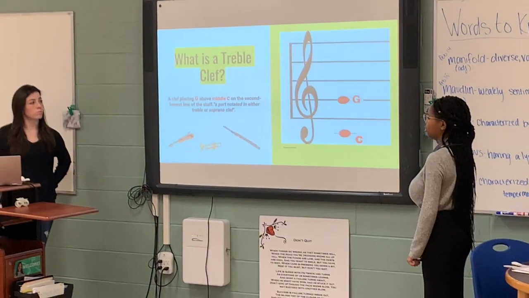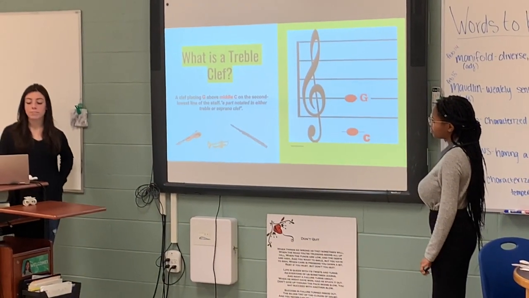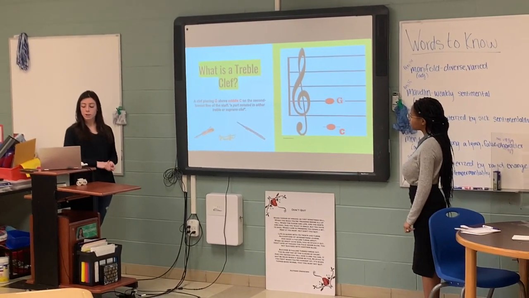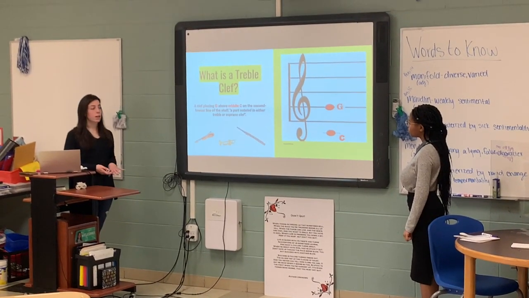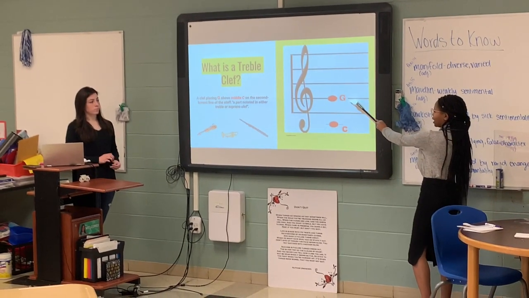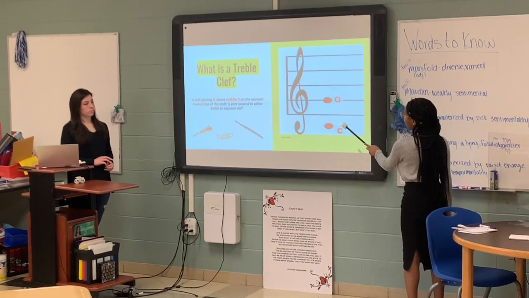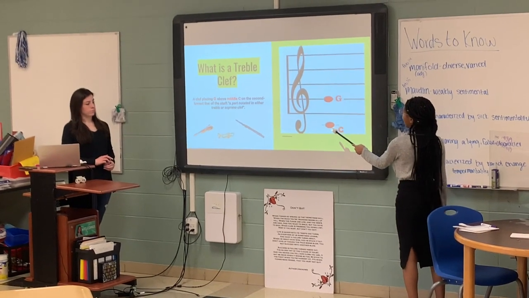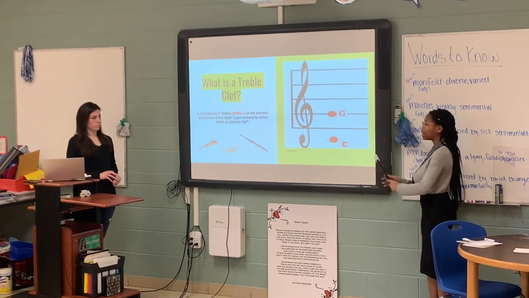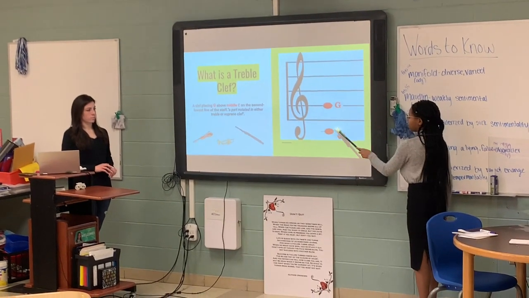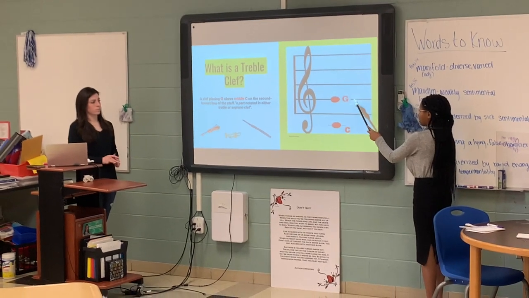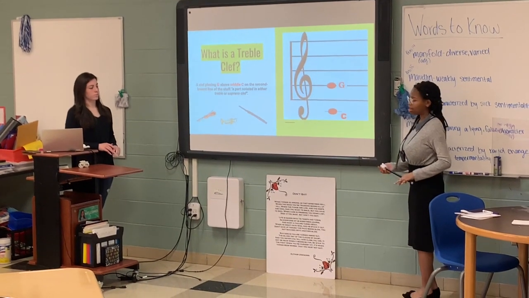Okay, what is a treble clef? A treble clef is placing G above middle C on the second lowest line of the staff, a part notated in either the treble clef or the soprano clef. And then we have our G, a big red, and then we have our C. This is adding a ledger line, which is what I was telling you about. We should only have 5 lines unless we add a ledger line, which is this right here. So this would be C, D, E, F, G, but that's just to give y'all an example.